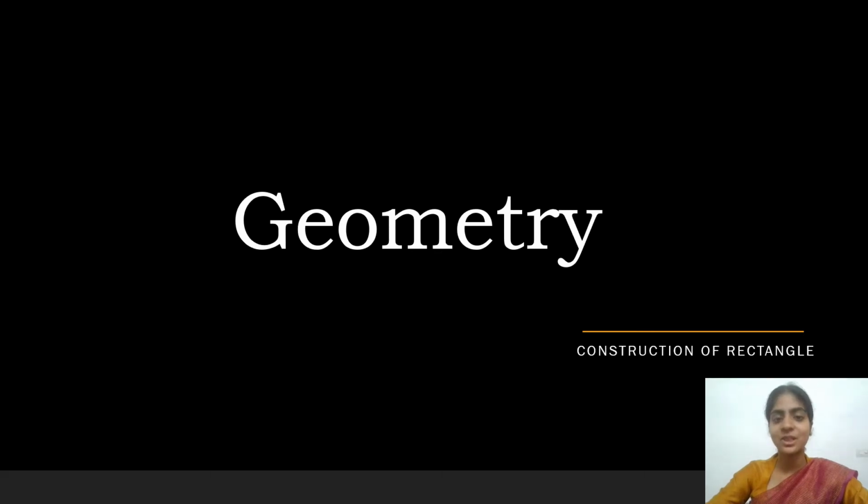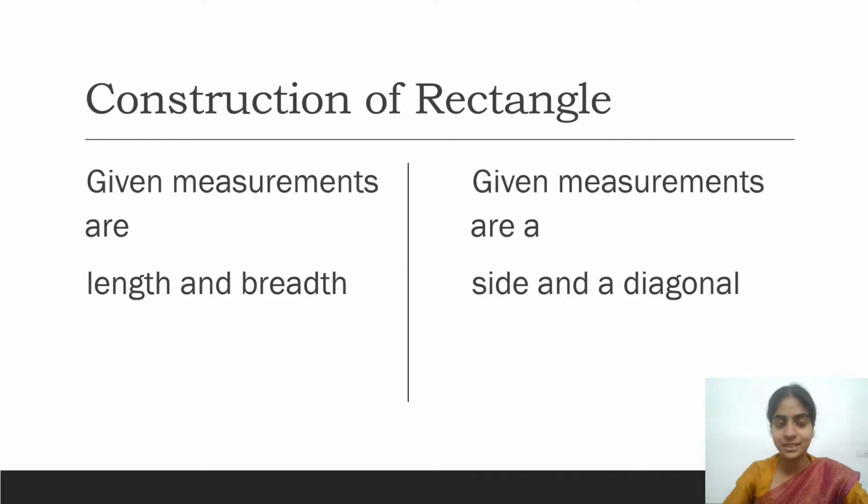Good morning, students. Today we'll learn about geometry. Under this, we'll be specifically learning about construction of rectangles. Under construction of rectangle, there are two ways. One is when the measurement is given about length and breadth. The second one is when the measurements are given for side and diagonal.